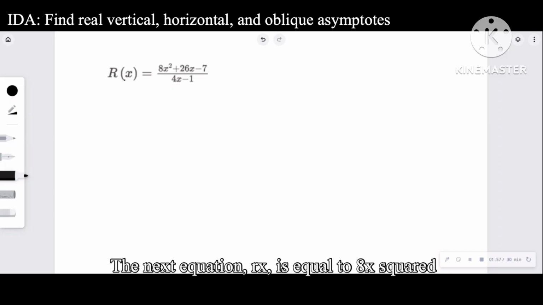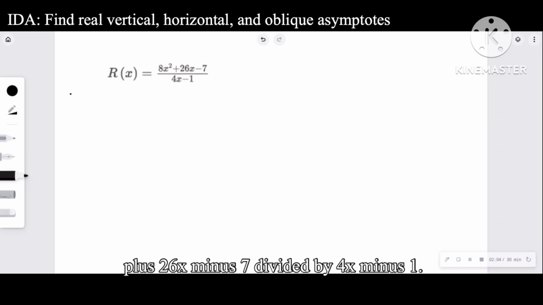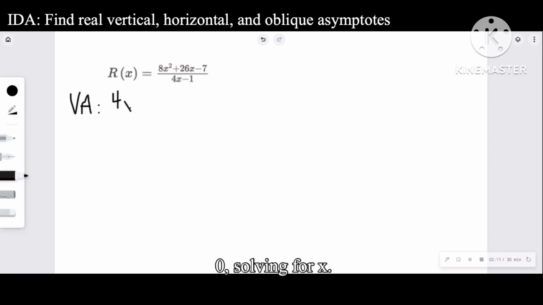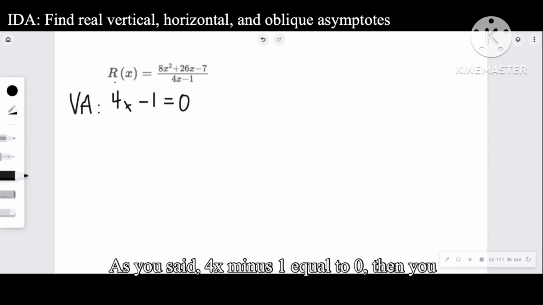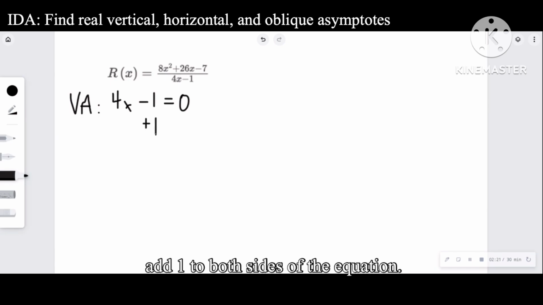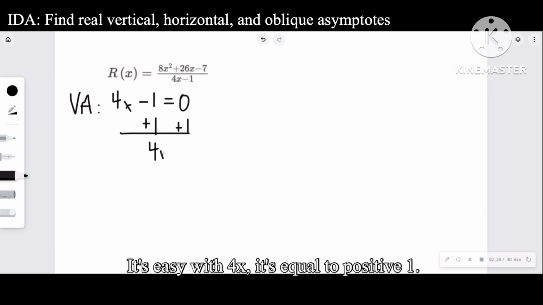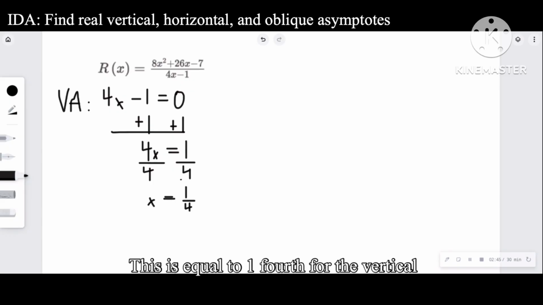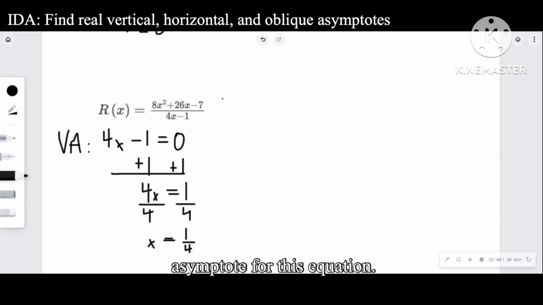The next equation, R(x), is equal to (8x squared plus 26x minus 7) divided by (4x minus 1). The vertical asymptote can be found by setting the denominator, in this case 4x minus 1, equal to 0 and solving for x. First you set 4x minus 1 equal to 0, then you add 1 to both sides of the equation. That gives 4x is equal to positive 1. Then you divide by 4 on both sides of the equation. This leaves x is equal to 1/4 for the vertical asymptote for this equation.